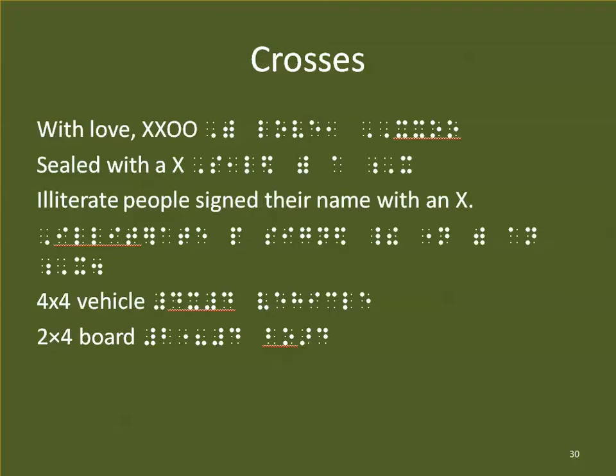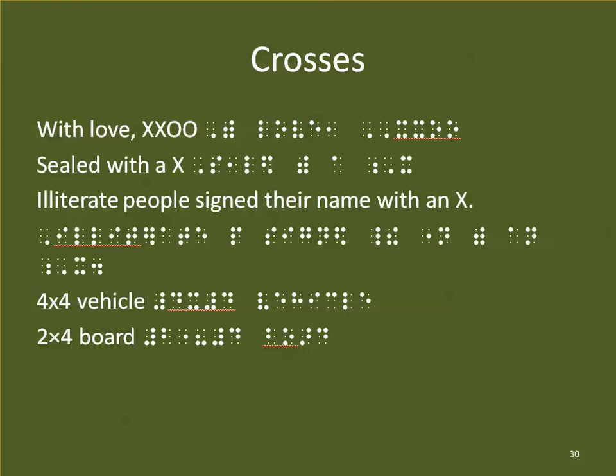So if we have with love and then we show kisses and hugs with X's and O's, that's what we do in Braille. Sealed with a kiss, but that kiss is represented with a capital X, that's what we do in Braille. Remember to use that grade 1 indicator there so it's not read as the word it. Illiterate people signed their name with an X, same thing, it's a capital X, so that's what we braille.